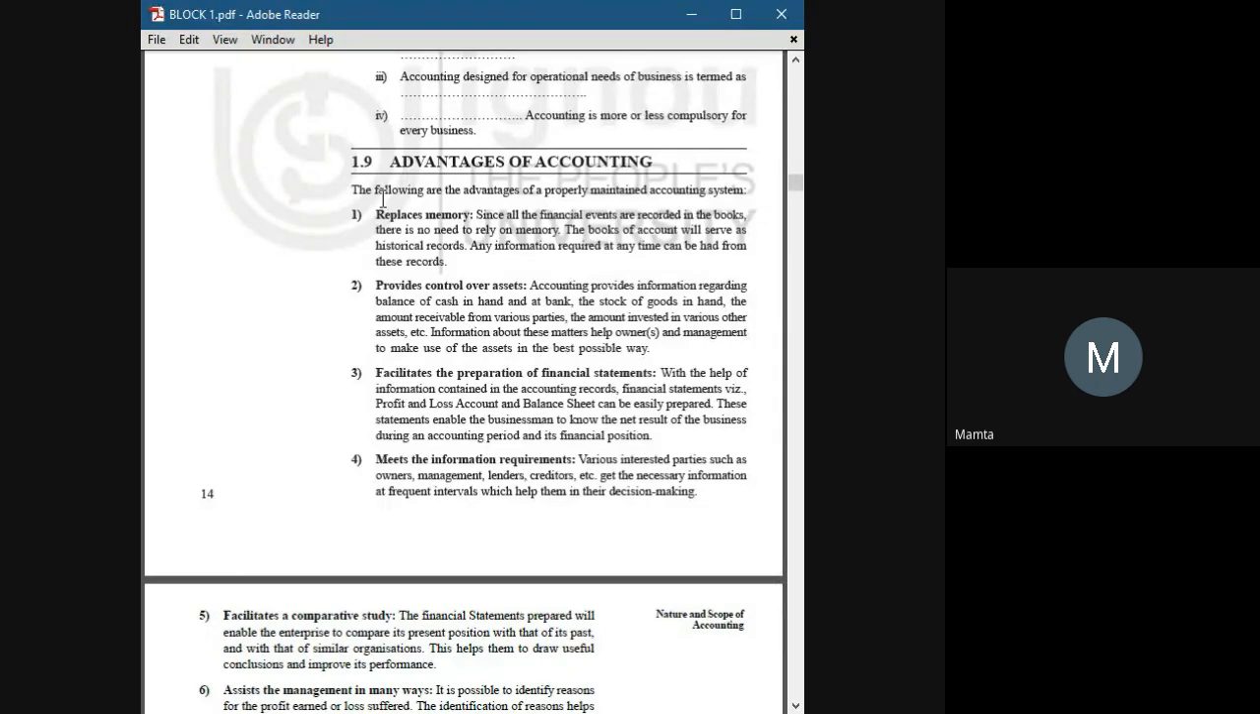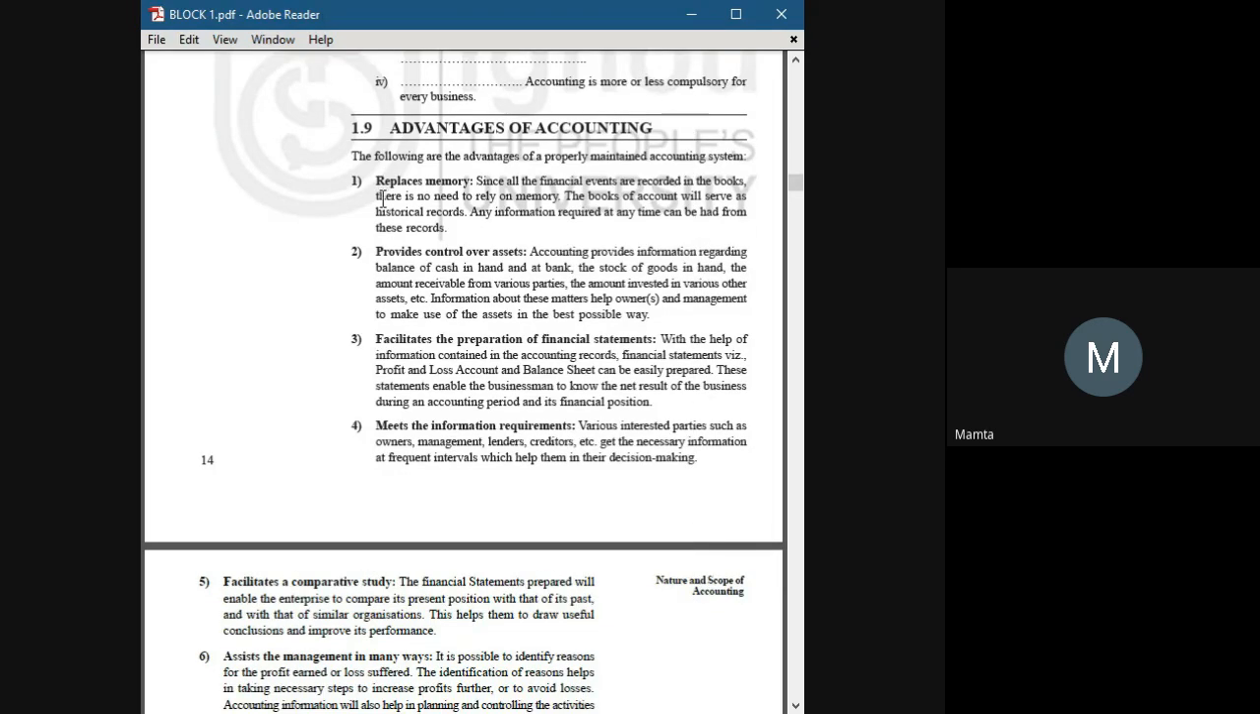Advantages of accounting. It replaces memory. We are humans, we can't remember everything we do or every transaction that happens in our business daily. So to replace the memory, we do accounting and record every transaction on time. It provides control over our assets, like cash in hand. We get to know how much cash we have in hand or at bank, how much stock we have.